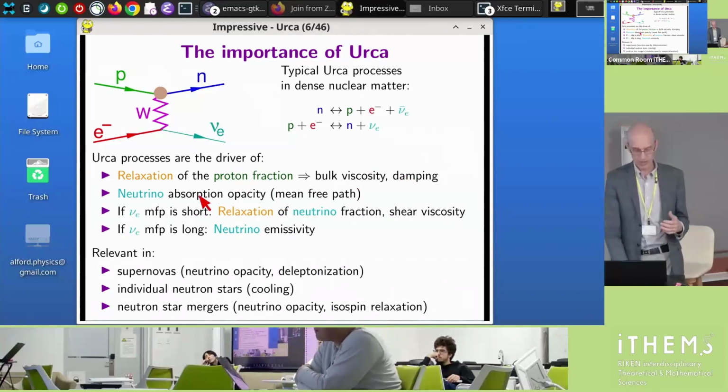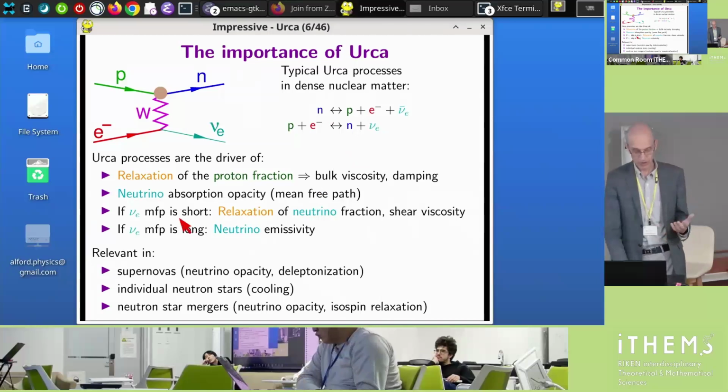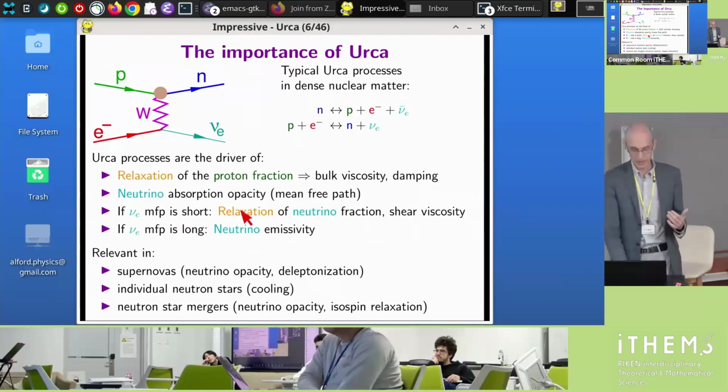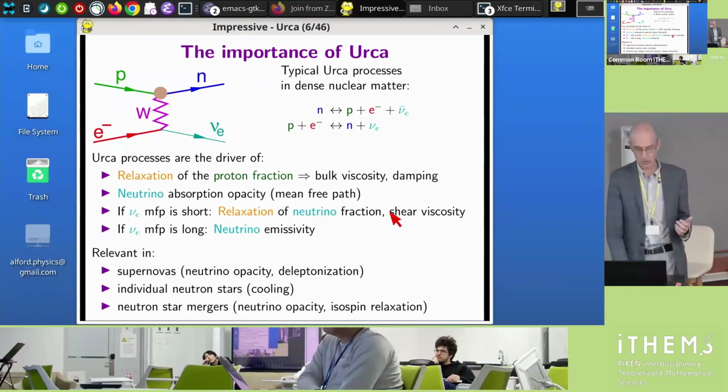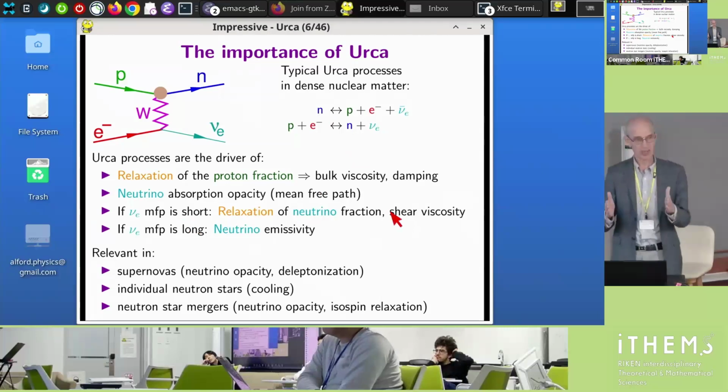Neutrino absorption opacity. This is also the process by which a neutrino gets absorbed. So if you want to know what's the mean free path for neutrinos to be absorbed, you're calculating Urca process rates. If the neutrino mean free path is short, so the neutrinos form an equilibrated fluid, then this process tells you how quickly the lepton fraction relaxes, and it also may tell you about shear viscosity, which is going to arise from neutrinos traveling from place to place and carrying momentum.